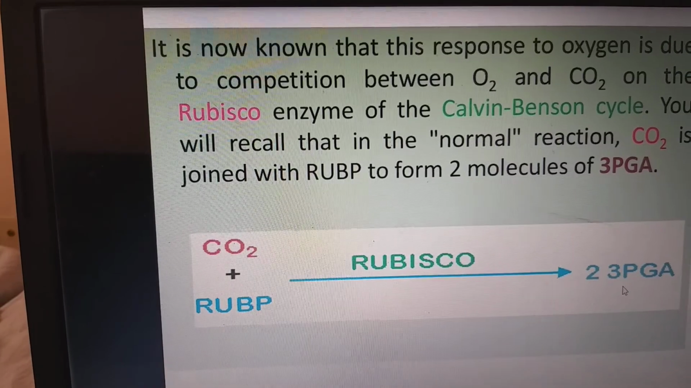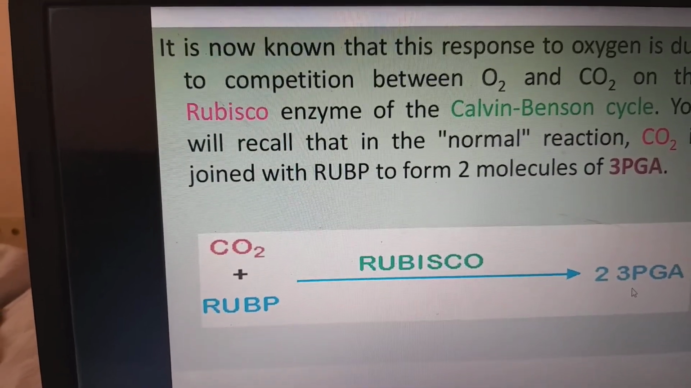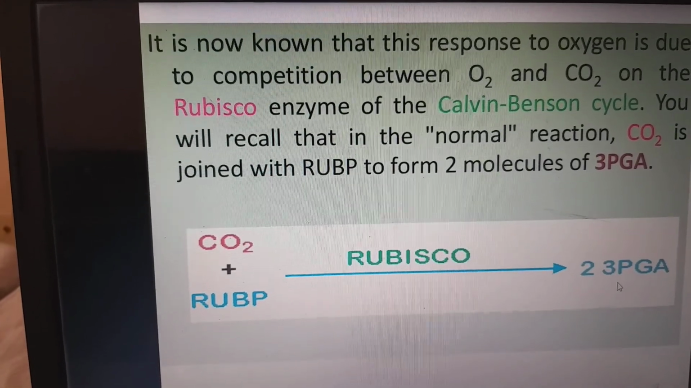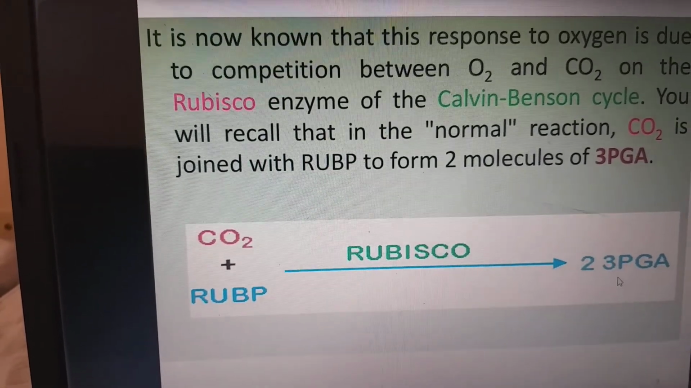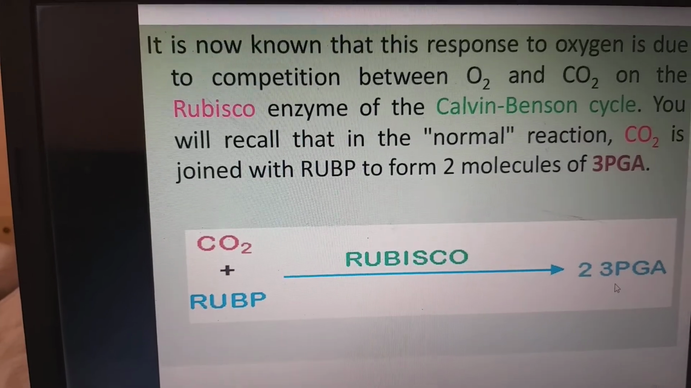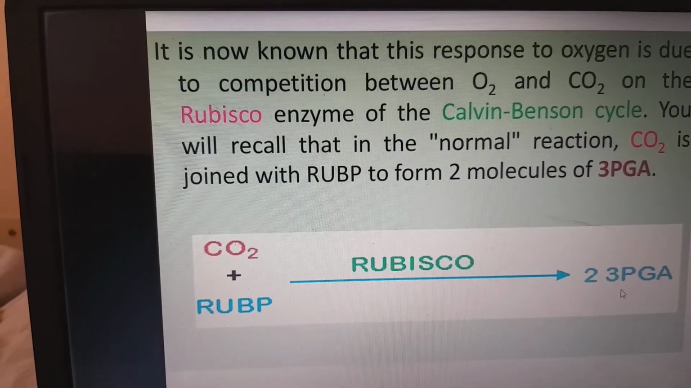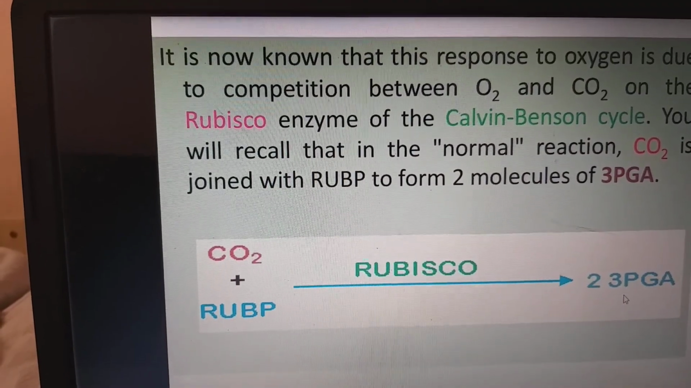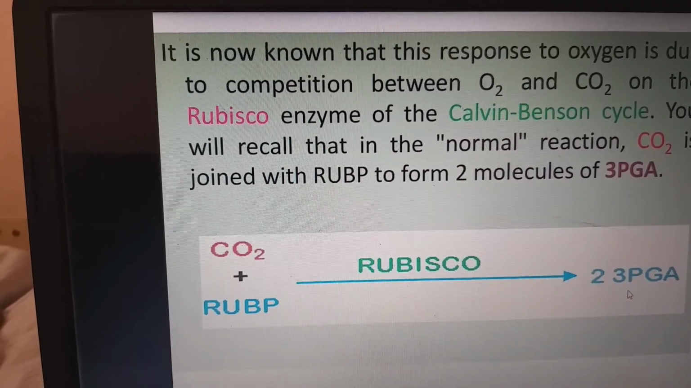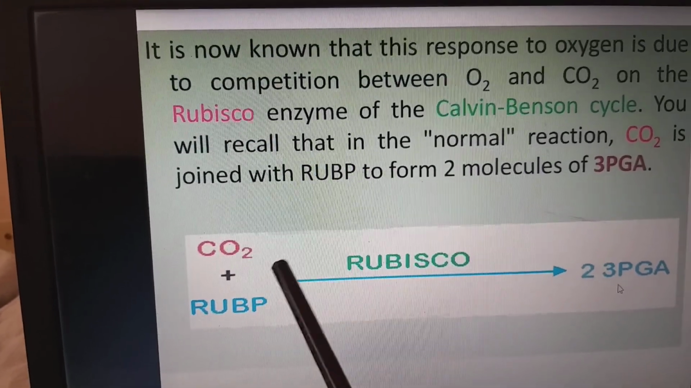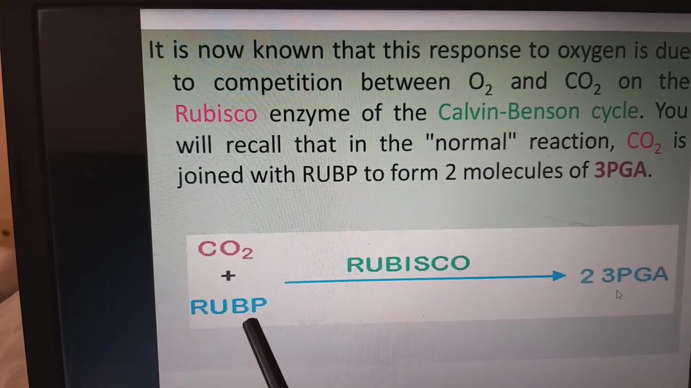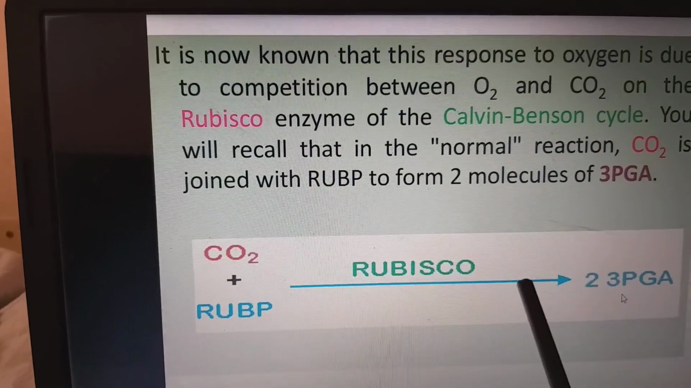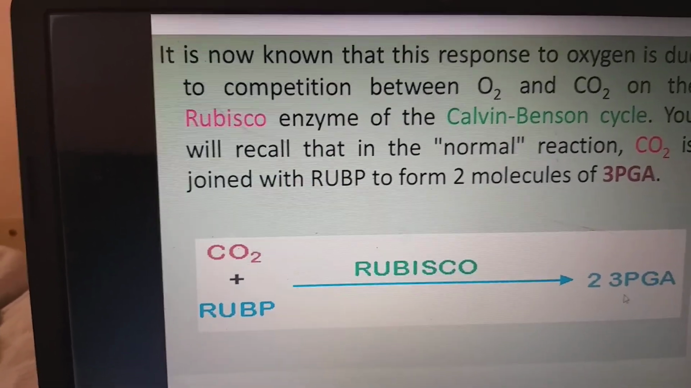It is now known that this response to oxygen is due to competition between oxygen and carbon dioxide on the Rubisco enzyme of the Calvin-Benson cycle. You will recall that in the normal reaction, carbon dioxide is joined with RuBP to form two molecules of 3-PGA. So in the Calvin cycle, the carbon dioxide is joined with RuBP by the enzyme Rubisco, and this is converted into 2 3-PGA.